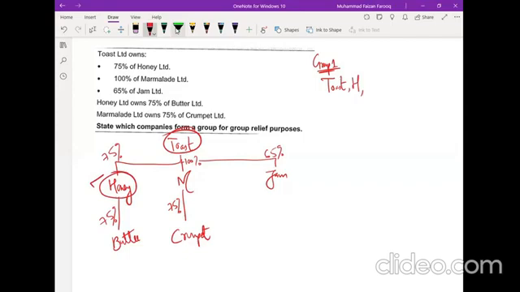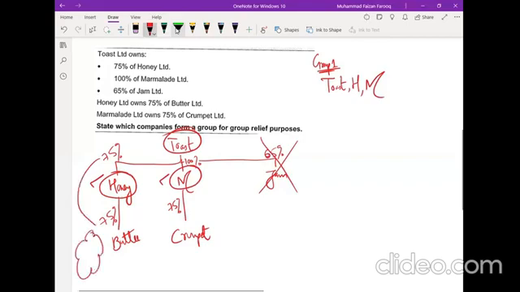Marmalade, what do you think? Yeah, okay. Jam, okay or not okay? Not okay. Leave it. Butter, we have to find out the indirect holding, which is how much? 75 into 75? 56.25. So Butter is okay or not okay? Not okay.